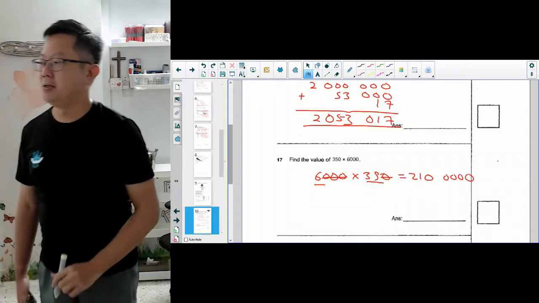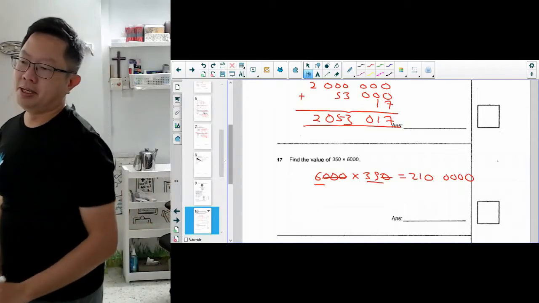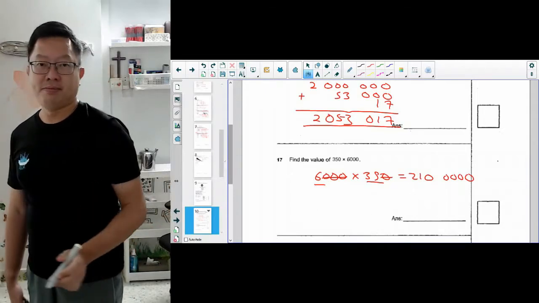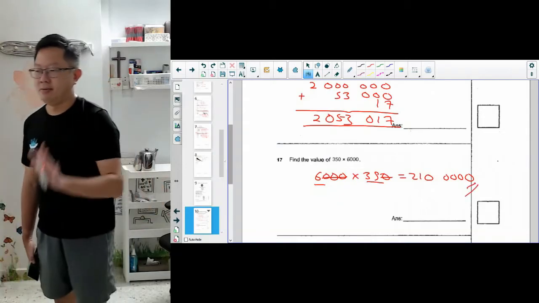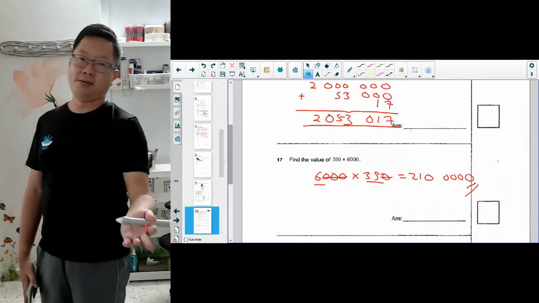So what is the answer? Your answer will be 2,100,000. Okay, that's how you do very fast. You cover the zeros and then later you put back the zeros.